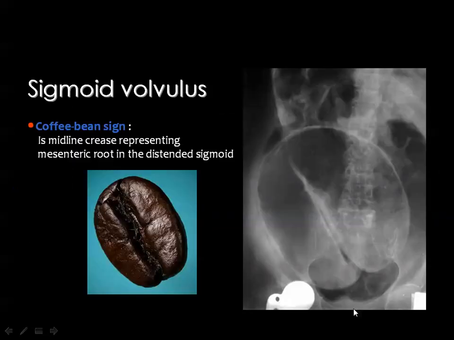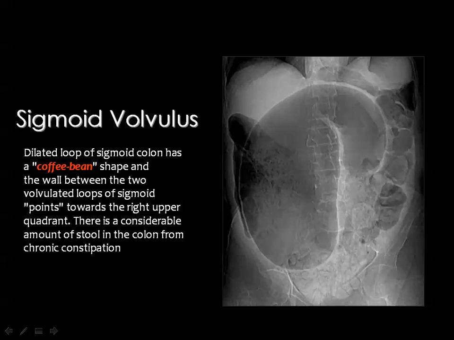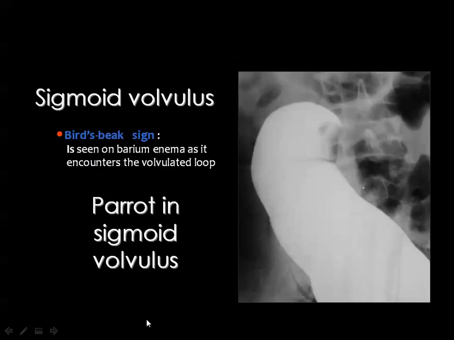And this is what we call the coffee bean sign, and it's almost typical to the appearance of the coffee bean. This is the sigmoid colon, the bent inner tube appearance, and the pointing to the right upper quadrant is evident. And this also looks like the coffee bean sign, with huge distension of the sigmoid colon and the inverted U configuration.